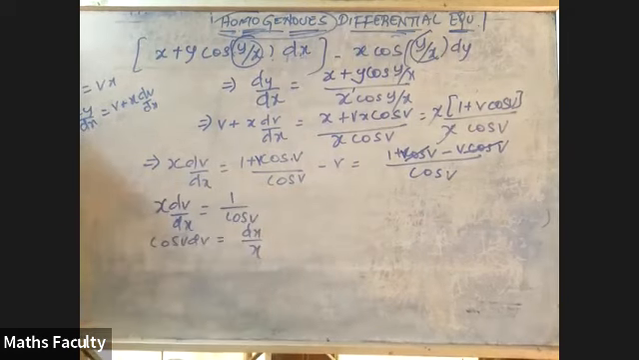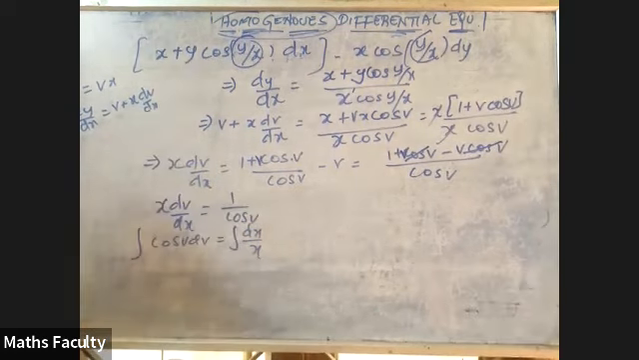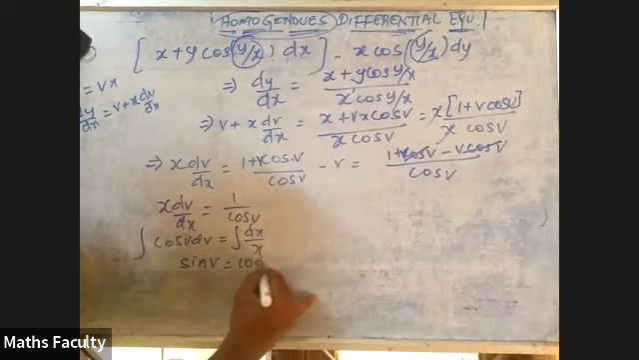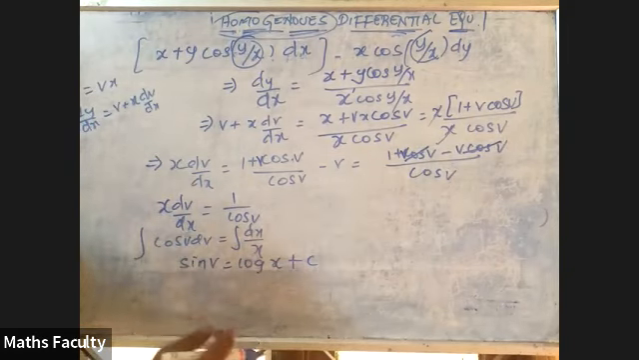I can write this as cos v dv is equals to dx by x. You can change it any way, it is not wrong. We have cos v dv, integration on both sides. Integration of cos x is nothing but sin x. Therefore, I can put this as sin v is equals to log x plus constant. Okay, lastly, we have to write this as log x plus log c.